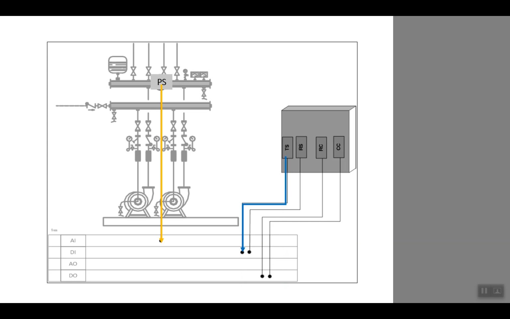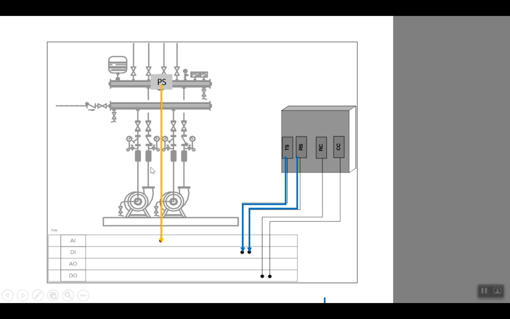Then also, from the electrical panel, we should read the trip status, whether the motor is working fine or it faces a trip. So we need one digital input for this one. And also we need one digital input to read the status of whether the pump is on or off. So we need another digital input.